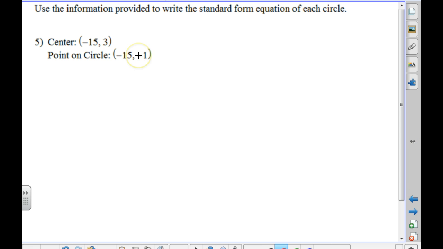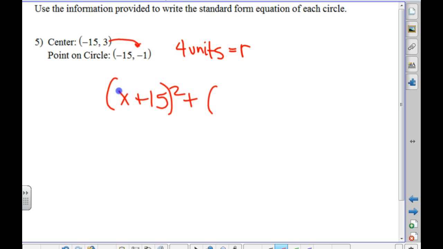We could use the distance formula here, but I'm not going to, because these both have a negative 15, so they're how far apart? From 3 to negative 1 is just 4 units apart. And that's the radius, right? From the center to the circle is just called the radius. So it would look like what? X plus 15 squared plus y minus 3 squared equals 16. Are we all good? Yeah.